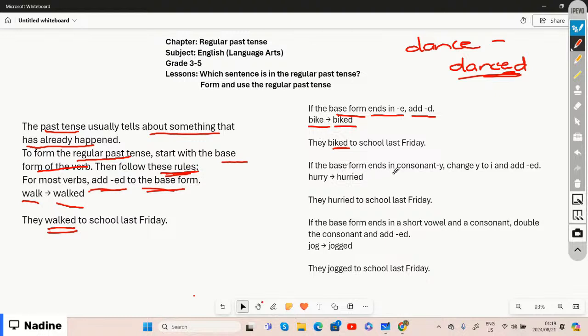And if the base form ends with a Y, we need to change the Y to an I and add ed. An example is hurry, and in the past, I hurried. As you can see, the Y is gone. The Y was substituted with the I, and we added ed: hurried. They hurried to school last Friday.